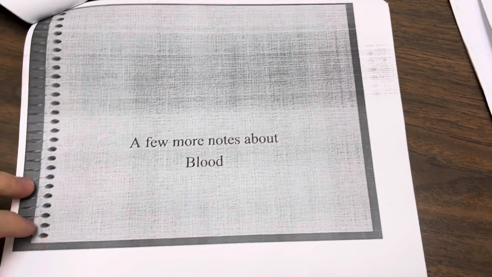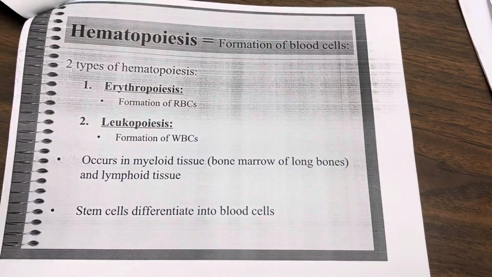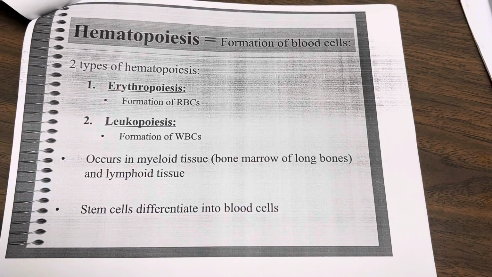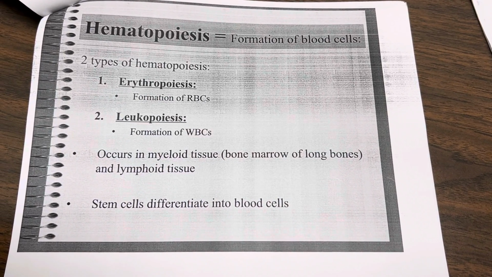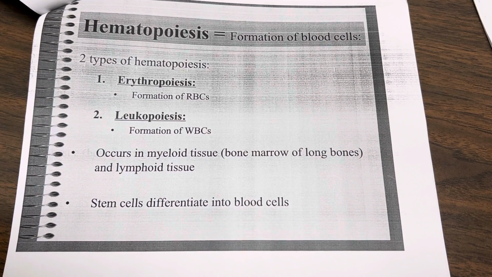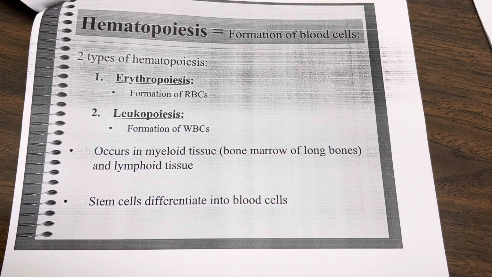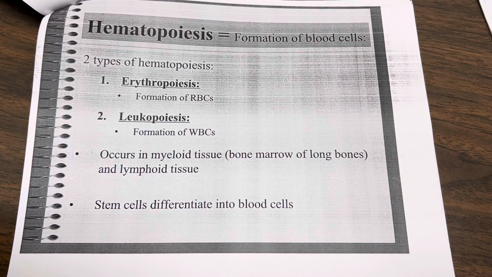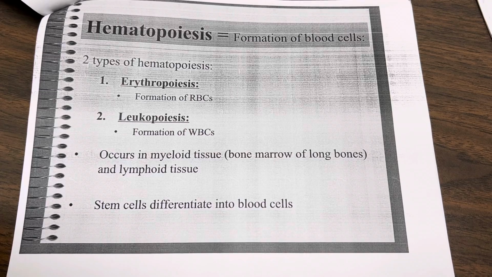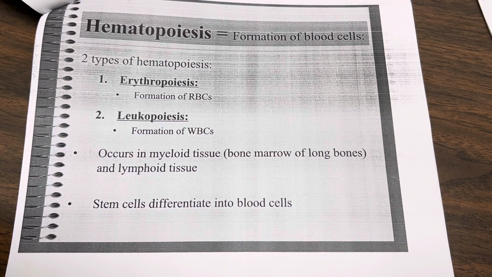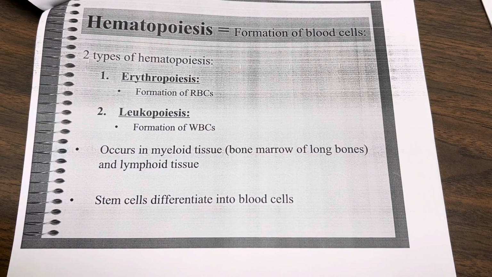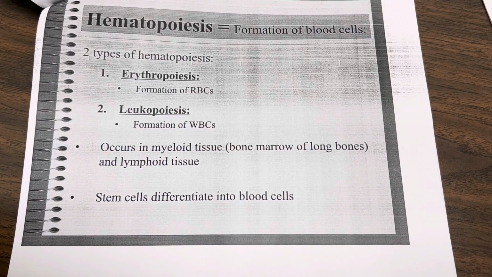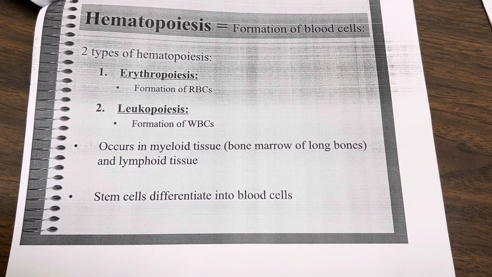A few more notes about blood. Hematopoiesis is the formation of blood cells. My bad. There are two types of hematopoiesis: erythropoiesis and leukopoiesis.